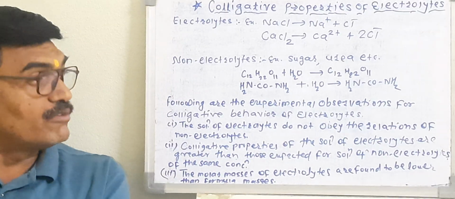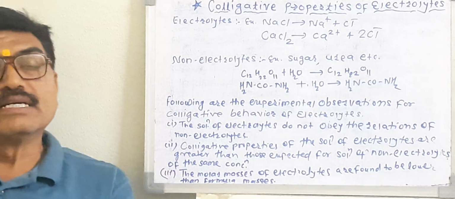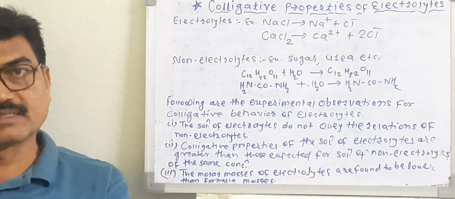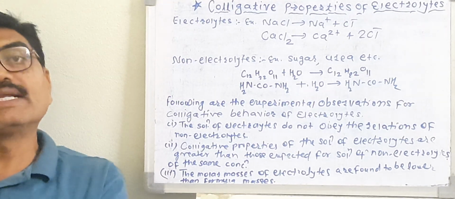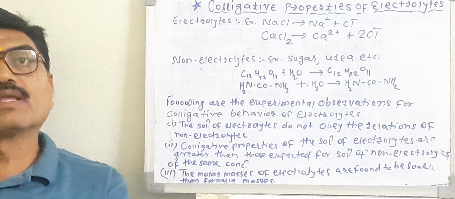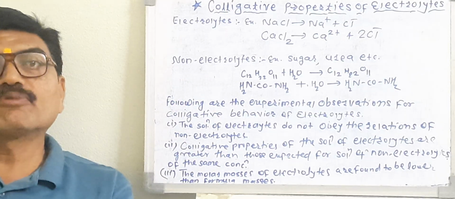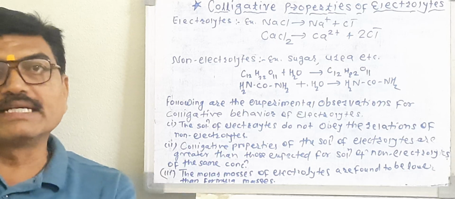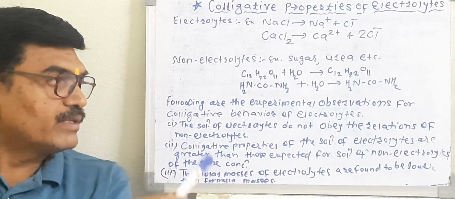We have to learn one more important article based on this, that is, the Van't Hoff factor. The Van't Hoff factor gives the relation or comparison between the colligative properties of electrolytes and the colligative properties of non-electrolytes for solutions of the same concentration. That's all. Thank you.